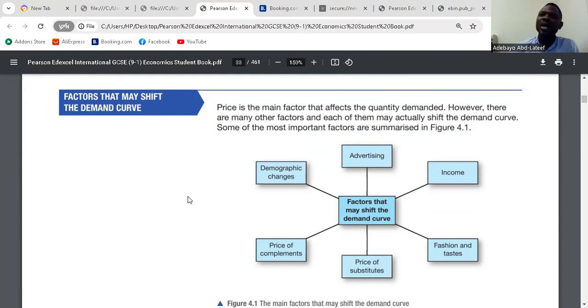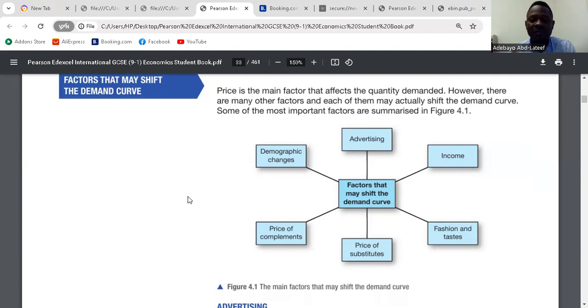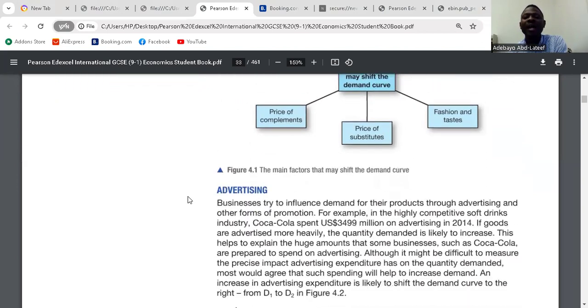So aside price, which will bring about movement along the demand curve, the others that would make us want to buy or make us stop buying are non-pricing factors, and they will shift the demand curve leftward or rightward. So we have advertising, demographic changes, price of complements, price of substitutes, income. We discussed income in the previous chapter, then fashion and taste. So we're going to start with one at a time. Advertising.